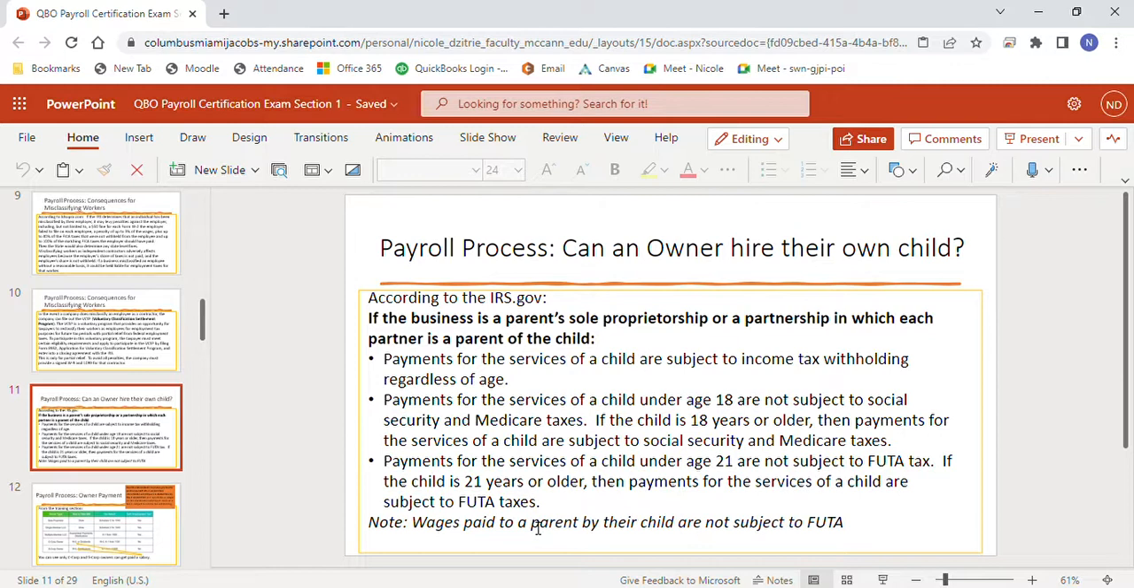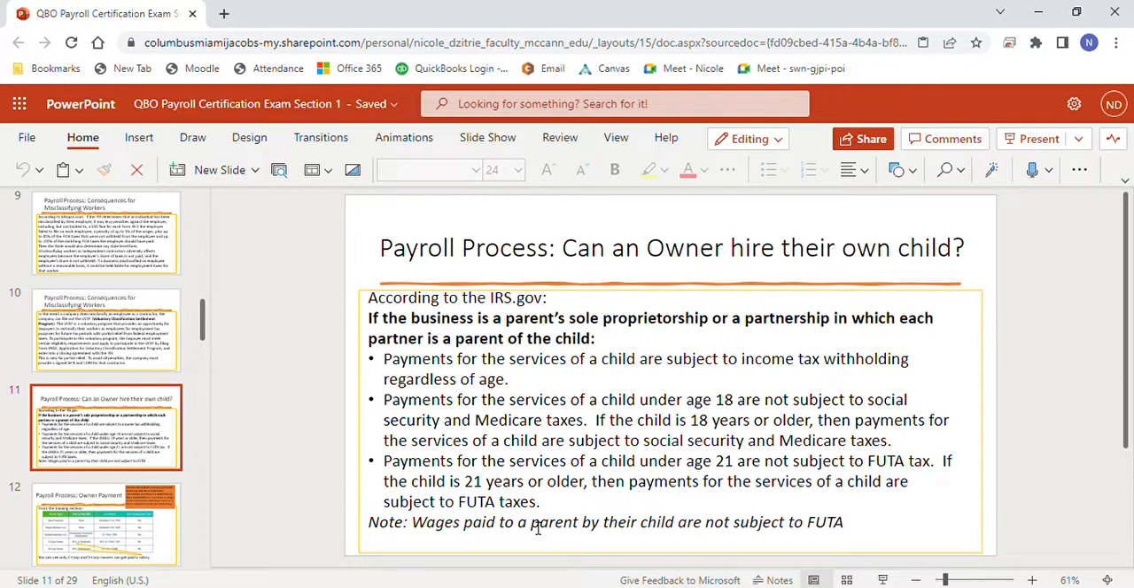If the child is 18 years or older, then payments for the services of a child are subject to Social Security and Medicare taxes. However, payments for the services of a child under 21 are not subject to FUTA, which is the federal employment tax. If the child is 21 years or older, then payment for the services of the child is then subject to FUTA.